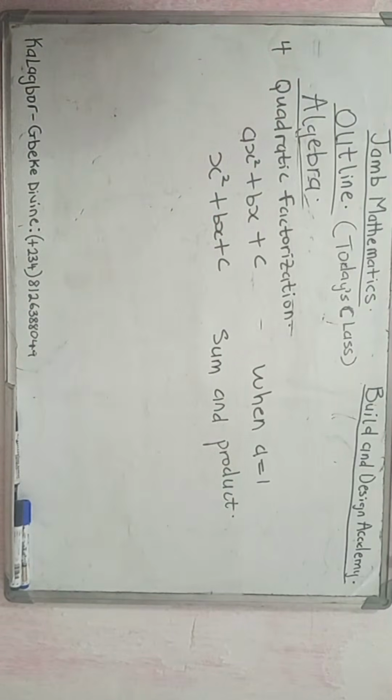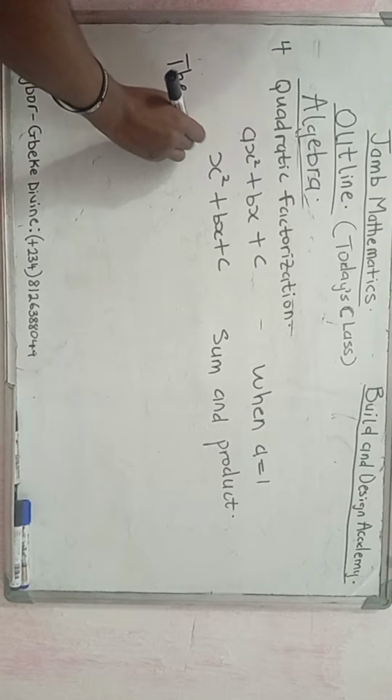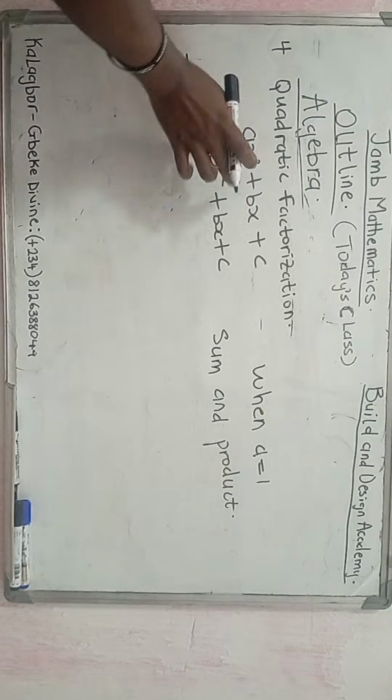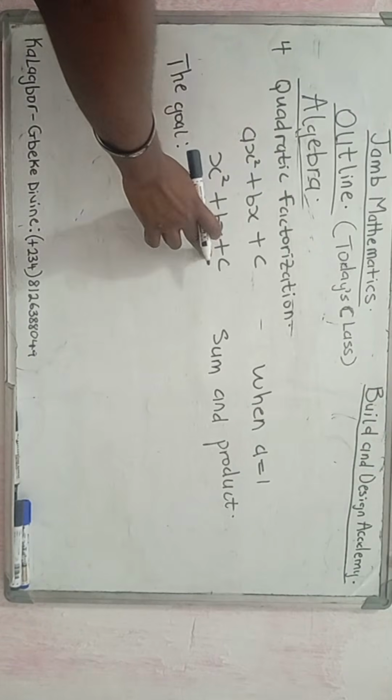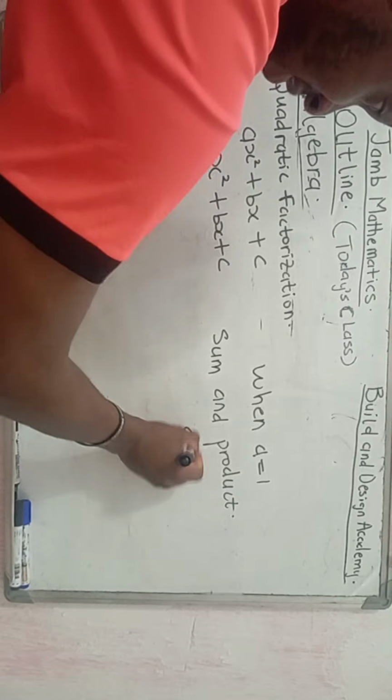Take note, for sum and product, the goal is to multiply to give the constant term and add to give the middle coefficient, that's b. Now, the constant term is c. Take note, c is the constant term.